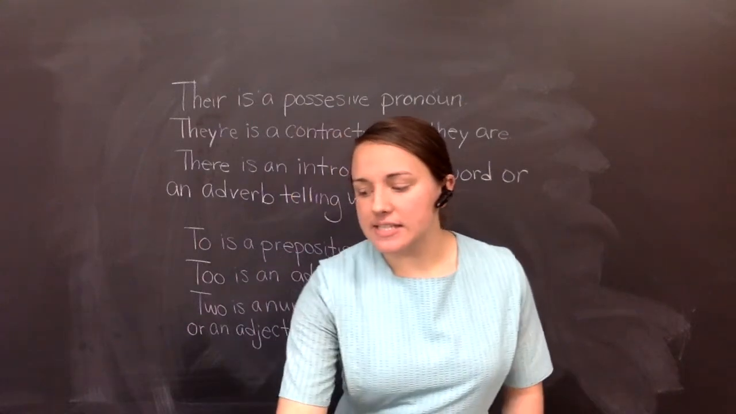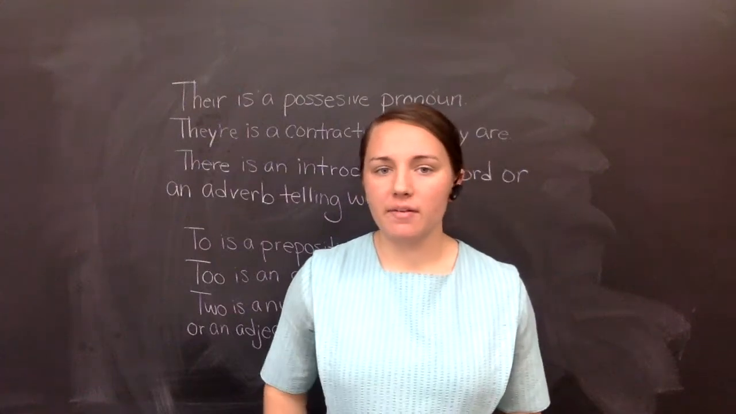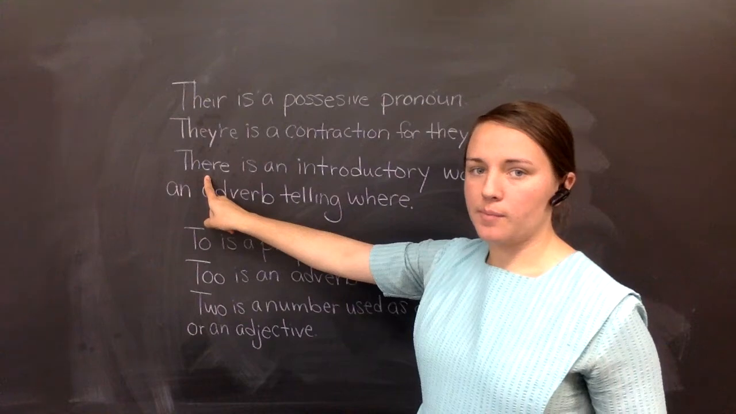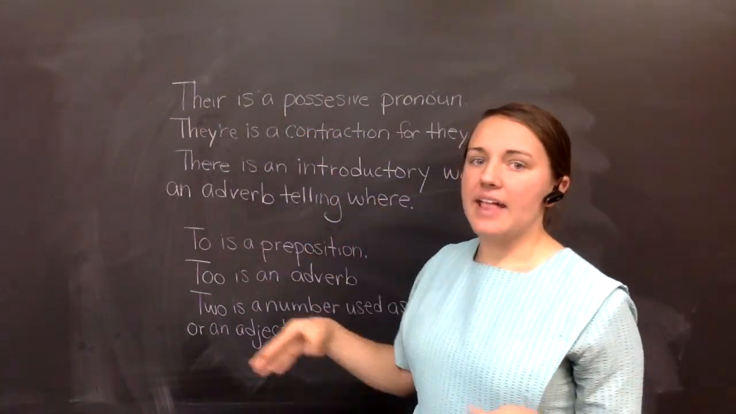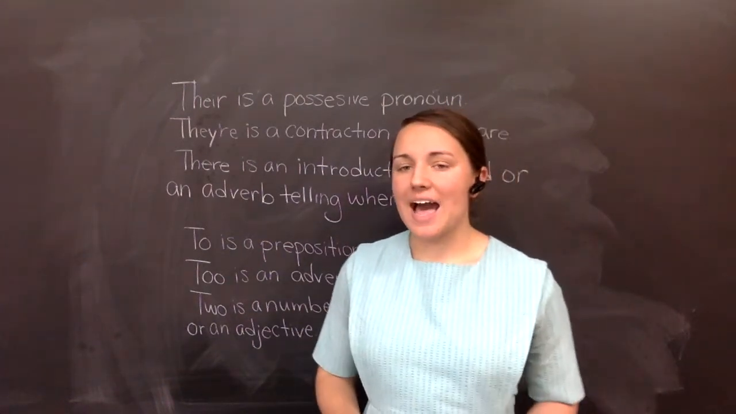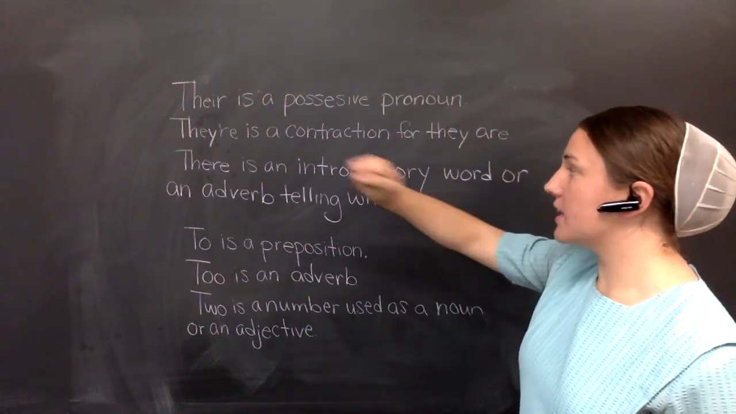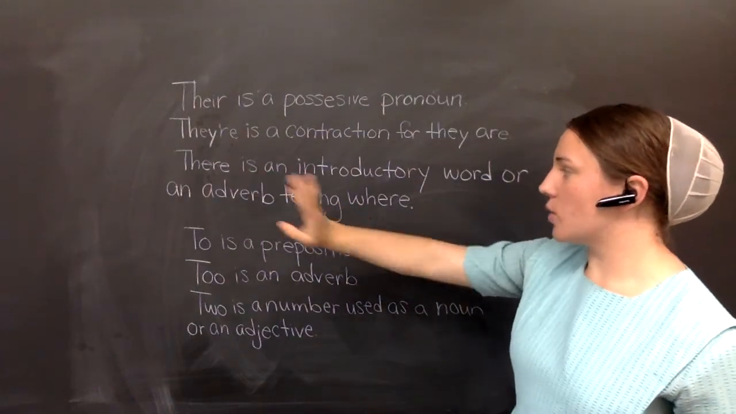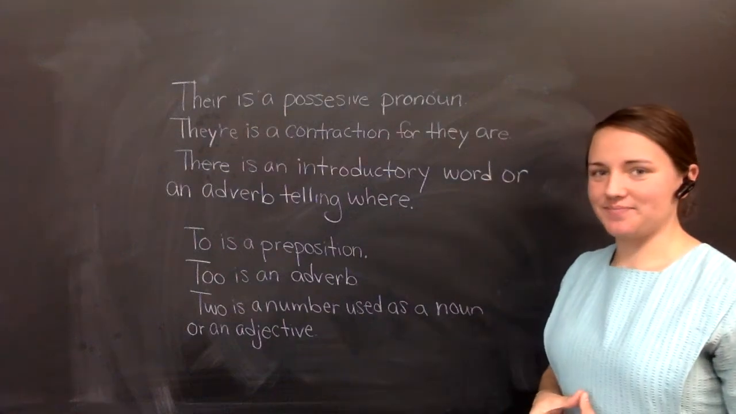So I have a few sentences here that I'm going to read, and you think about which form of there you would want. Would you want this form, or this form? Think about it, choose one, and then I will tell you, and we'll see if you are correct. There are 4 cows in the pasture. Do you want the possessive form, the contraction, they are 4 cows in the pasture, or the introductory word or adverb telling where? Which one of those do you want to use?